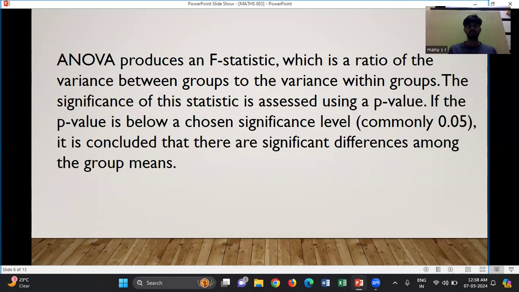ANOVA produces an F statistic, which is the ratio of the variance between the groups to the variance within groups. The significance of this statistic is assessed using a p-value. If the p-value is below a chosen significance level, commonly 0.05, it is concluded that there is a significant difference among the group means.